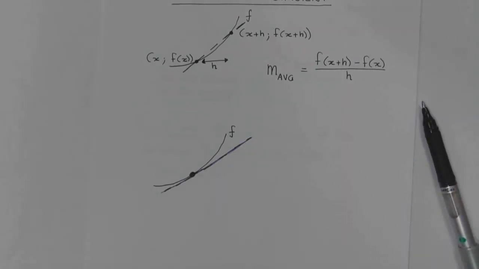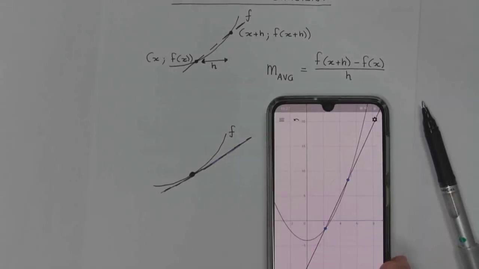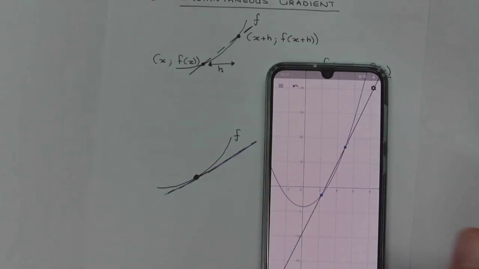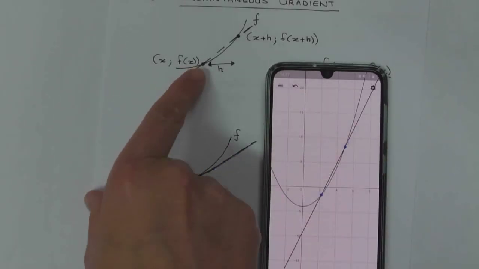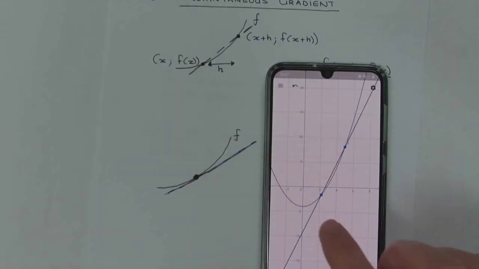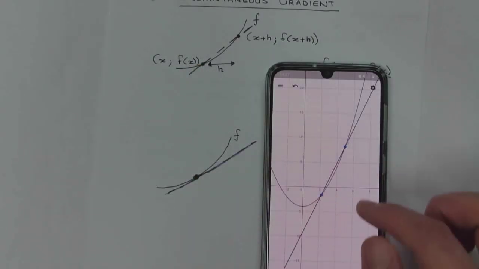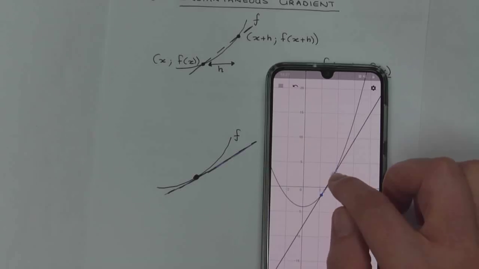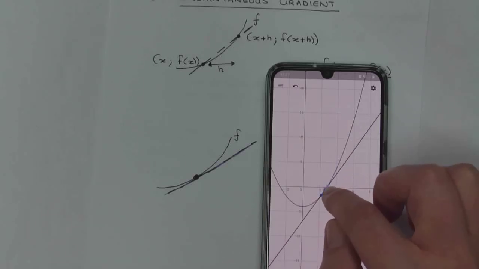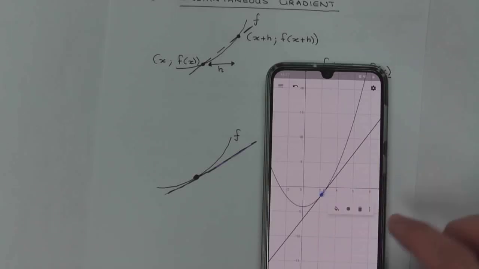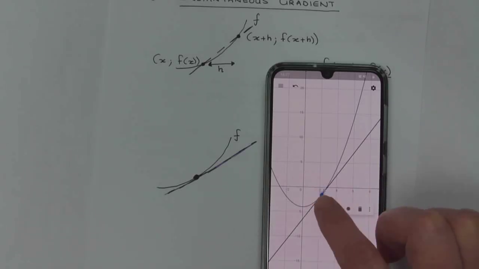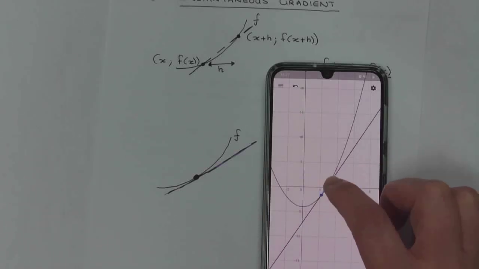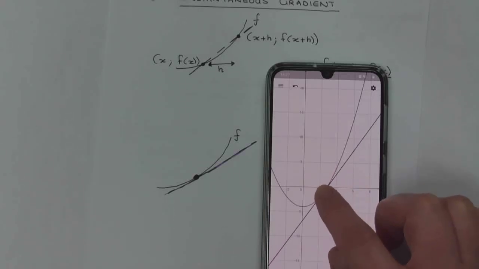Now I'm going to use GeoGebra here, so hopefully this will work. So if you look at GeoGebra, we have the same situation there, where we have a line that goes through 2 points. And then obviously there's a horizontal distance between these 2 points. Then you should be able to see that if I drag this point closer and closer and closer, then eventually those 2 points will become 1 point. And when those 2 points become 1 point, I don't have an average gradient anymore, because it's no longer a line that goes through 2 points, it's now a line that just goes through that one single point.